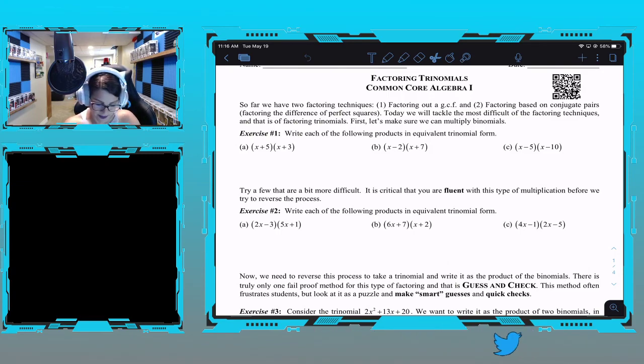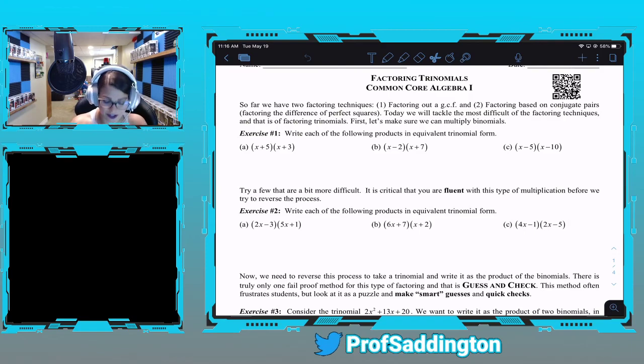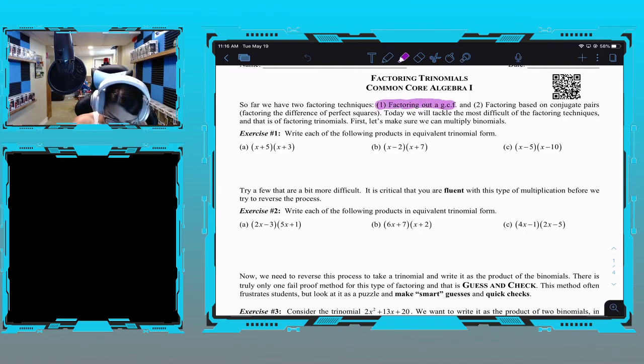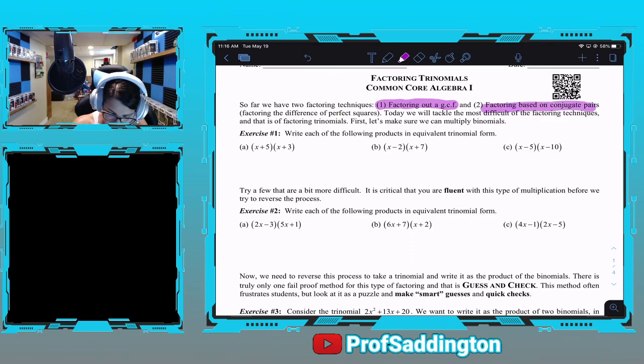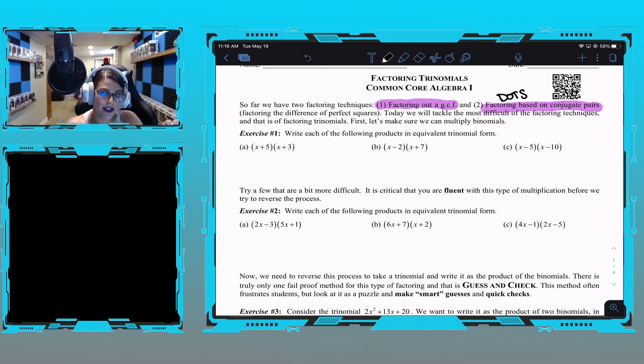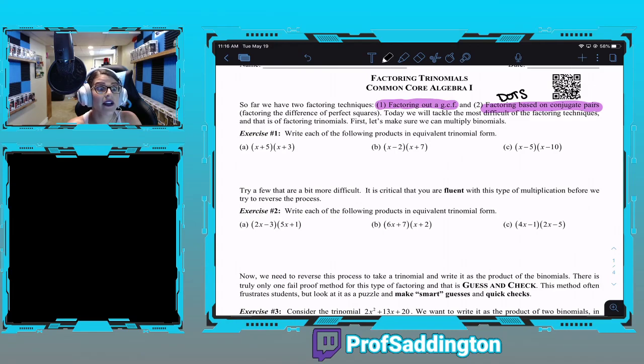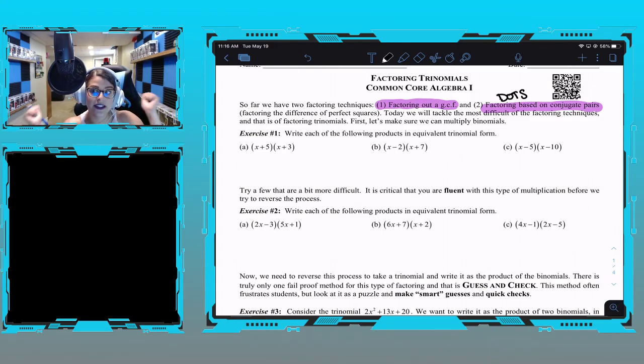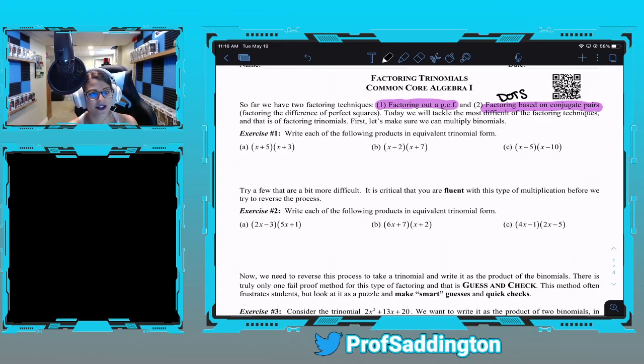So if my volume cuts out, please let me know. Otherwise, I won't know, and I'll just keep talking, and you'll just see my mouth move, but nothing will actually happen. So we've done factoring out the GCF. So far we factored out a GCF. We've done the conjugate pairs. That was the dots thing, that homework that was due yesterday. Today we're going to do the most important factoring of your life, okay? This is literally the basis of algebra, knowing how to factor a trinomial. It's like life right now, okay?